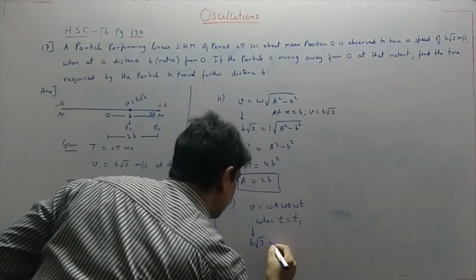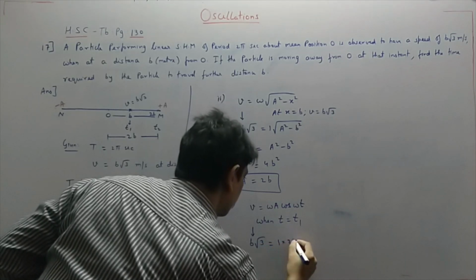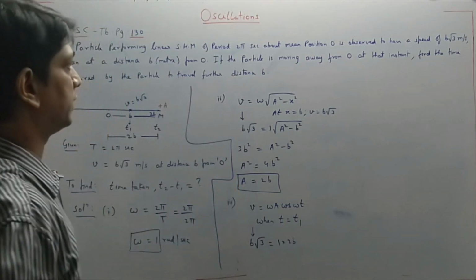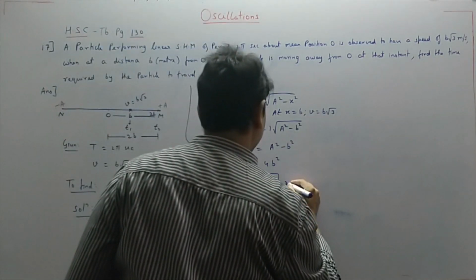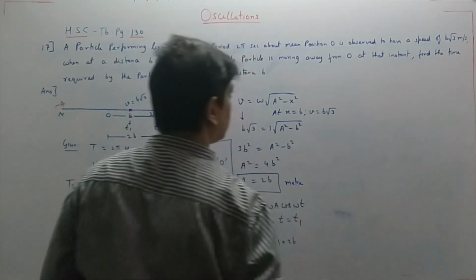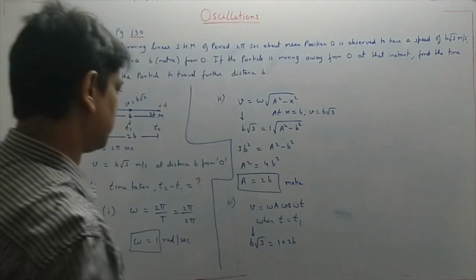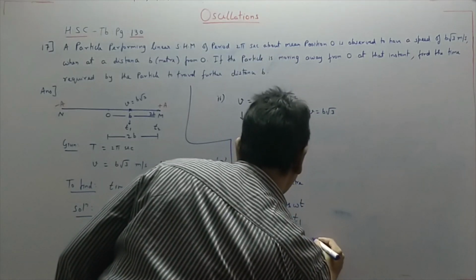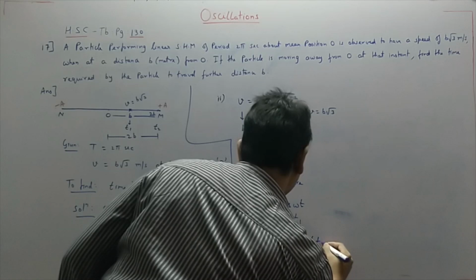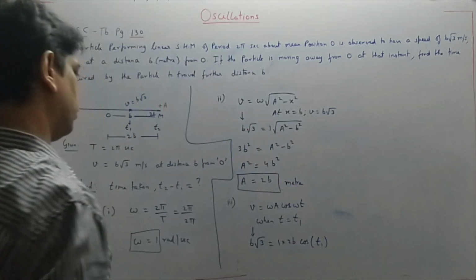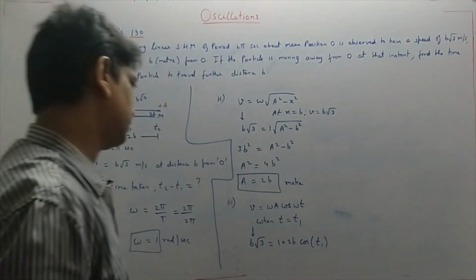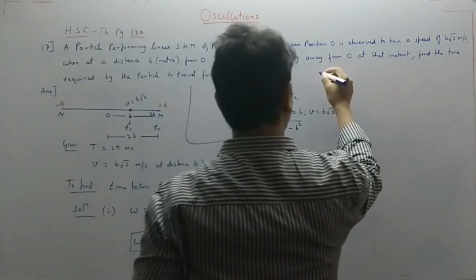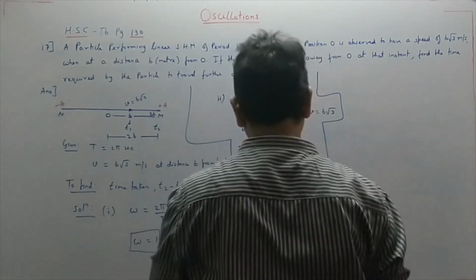So b root 3 equals omega, which is 1, into 2b, the amplitude we got. You can write it in meters, because meters per second is given. So 2b, then cos of omega t1, where omega is 1 and t is t1, so cos of t1. From this, now we will solve.